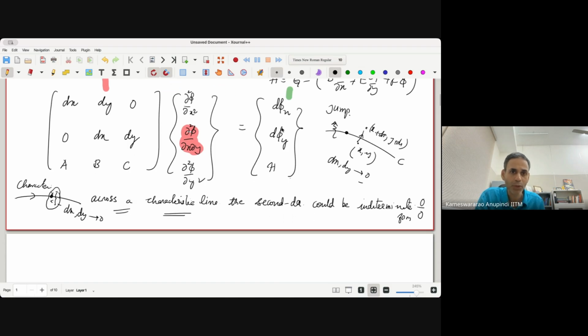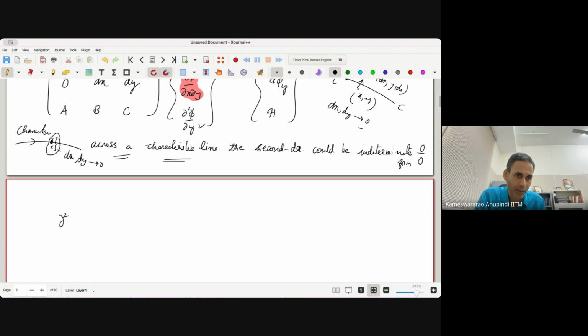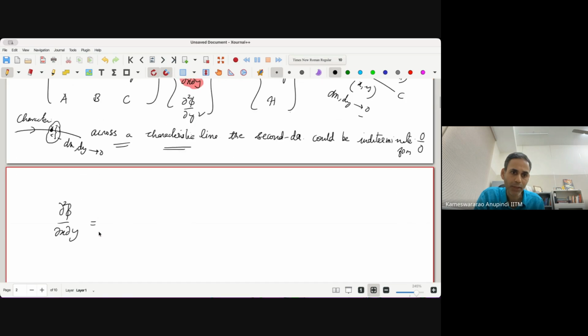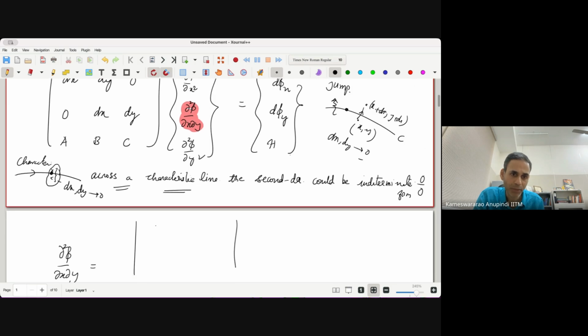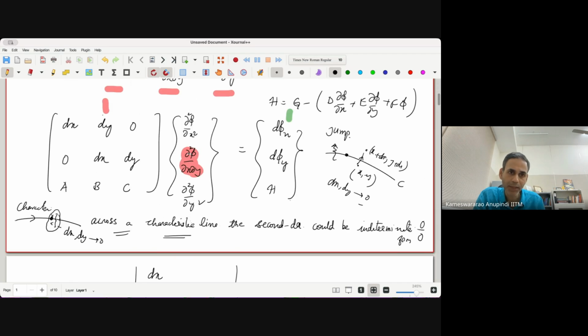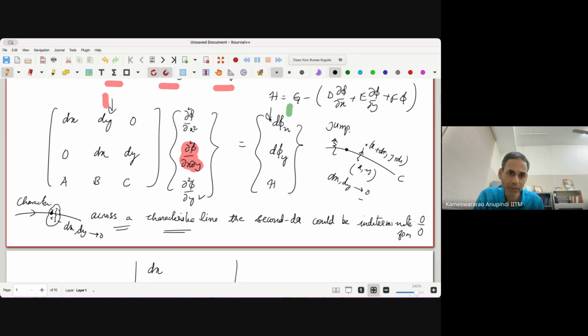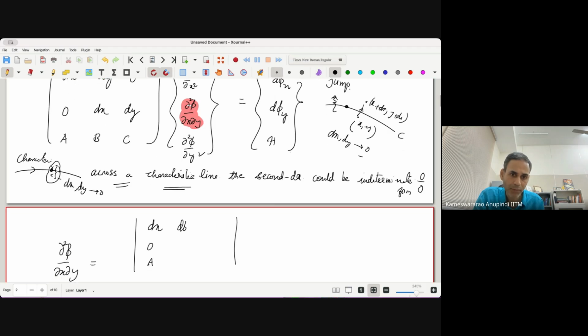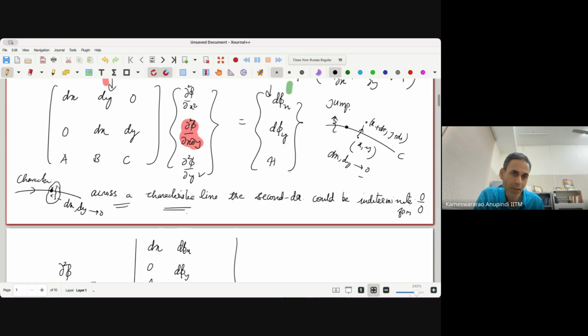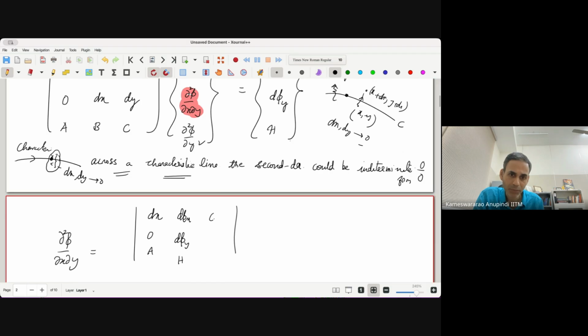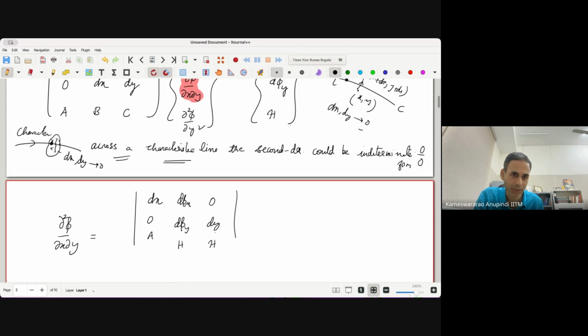That means ∂²φ/∂x∂y, if I want to calculate it, I'm going to write this as the modulus of the first column remains as it is: φx, 0, a. And the second column, I'm going to replace it with this column: dφx, dφy, and then h. The third column is going to be the same as before: 0, dy, and, sorry, c.